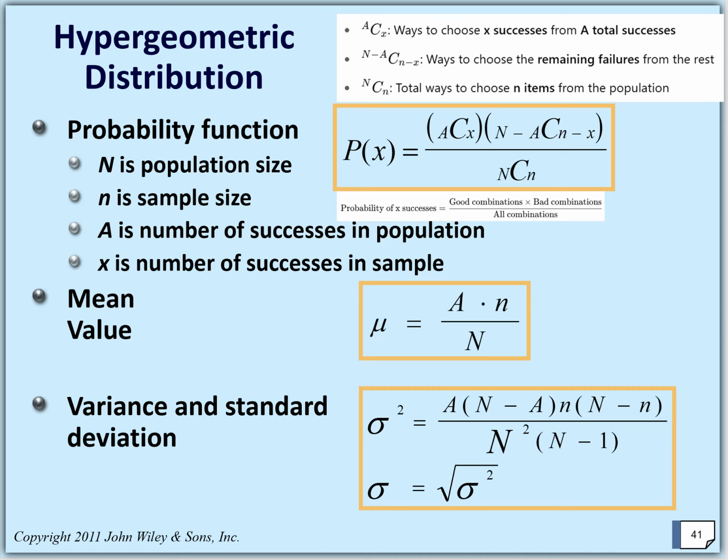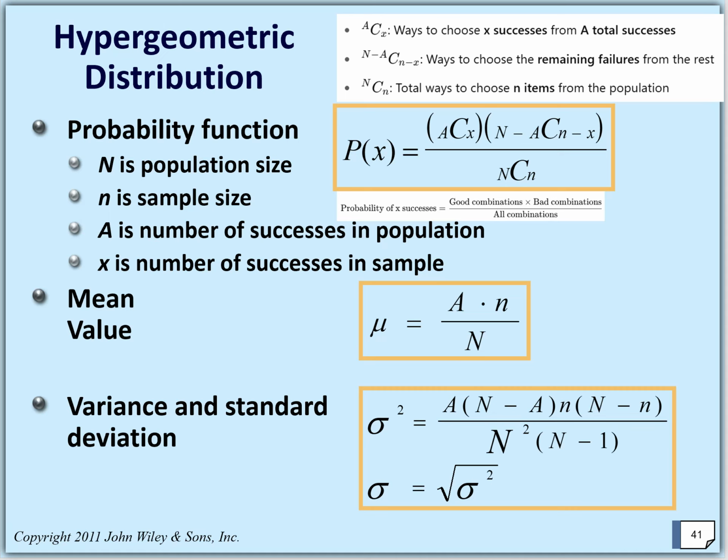So here is the formula for calculating hypergeometric distributions. N is the population size. So N is the total number of possibilities or people you have to choose from, or marbles in a bag. And from those people or marbles or population, you will select n samples randomly without replacement. A is the number of successes in the population. X is the number of successes in the sample.